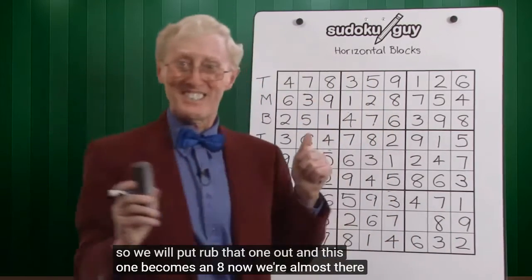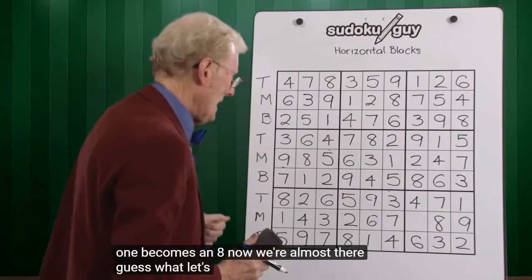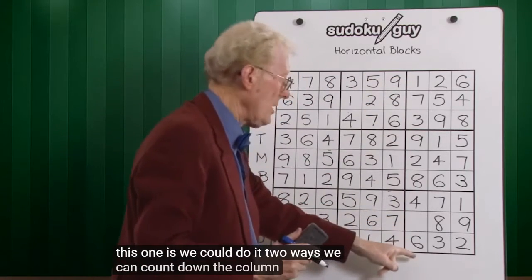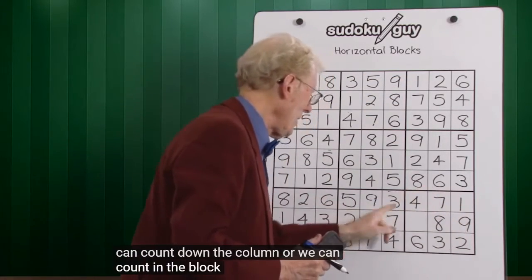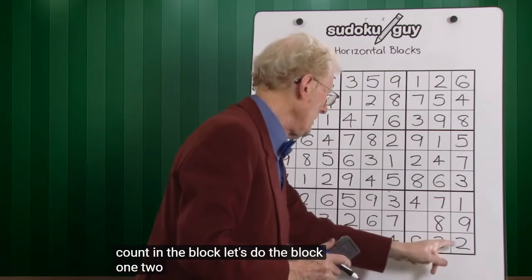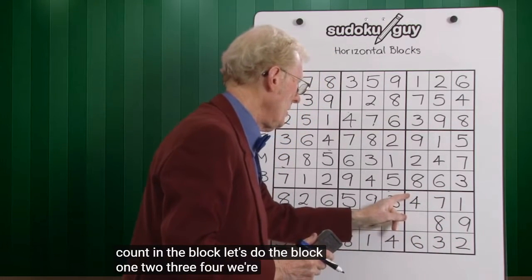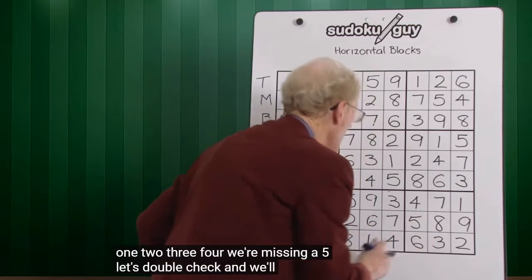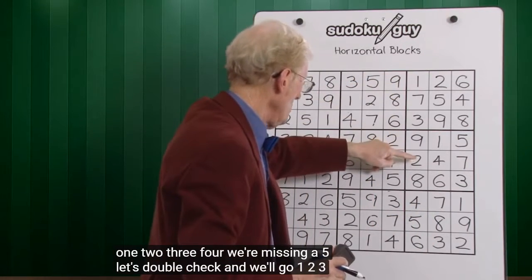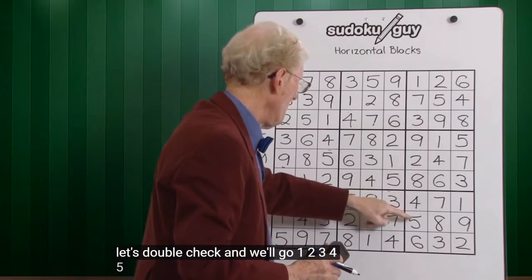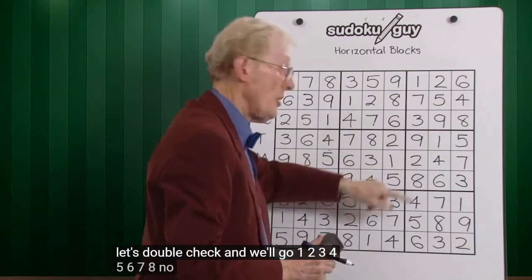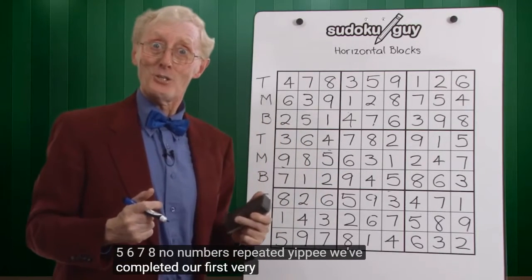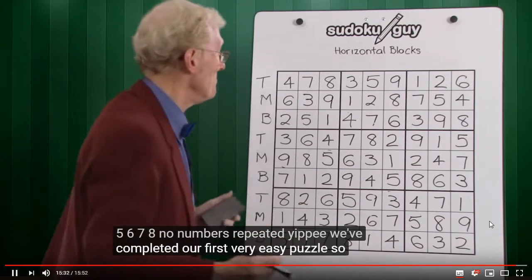Now we're almost there. Guess what? Let's count up to see what this one is. We could do it 2 ways. We can count down the columns, or we can count in the block. Let's do the block. 1, 2, 3, 4. We're missing a 5. Let's double check. 1, 2, 3, 4, 5, 6, 7, 8. No numbers repeated. Yippee! We've completed our first very easy puzzle.